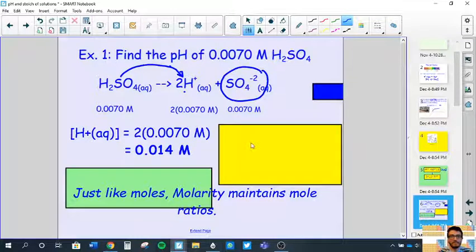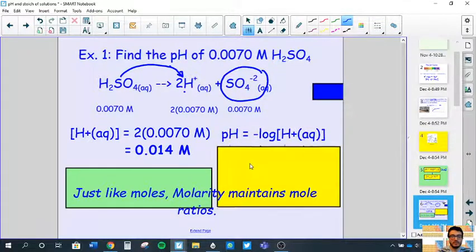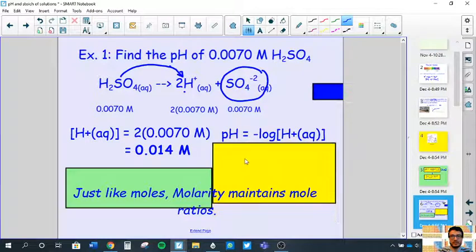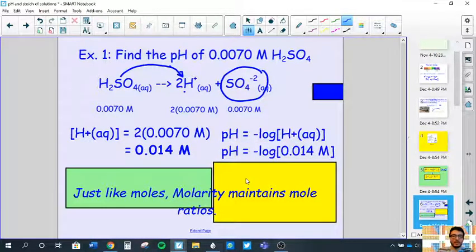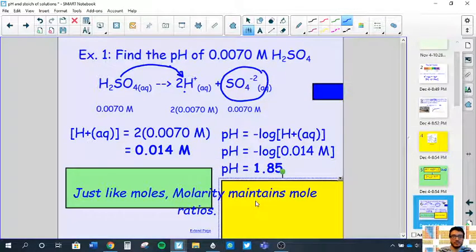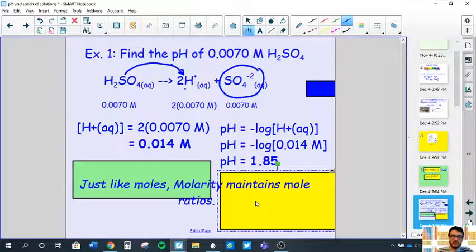Okay, then we're going to plug that into your pH formula. pH is equal to the negative log of the concentration of your hydrogen ions. Just plug this into your calculator. Now, depending on your model of the calculator, you might need to type log and then 0.014 or just 0.014 log. Play around with it, but you should get an answer of 1.85. Don't forget to put that negative sign, otherwise it will read negative 1.85. Right, so that's 1.85.